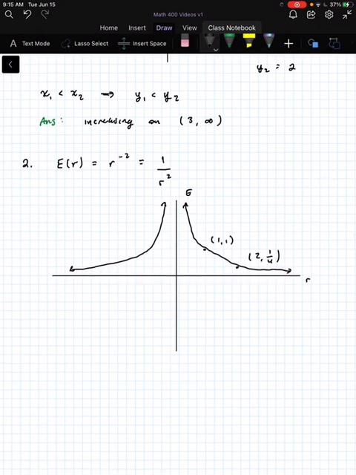And now, importantly, this function is decreasing over the interval 0 to infinity.